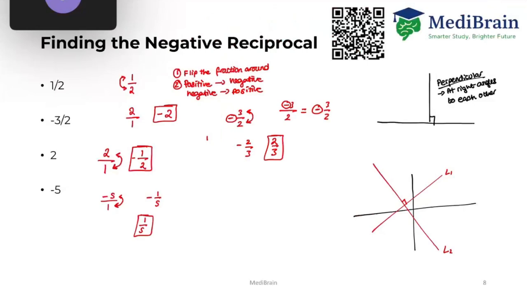So that's how you find the negative reciprocal. You flip it around, and then you switch the sign in front of it. Negative becomes positive, and positive becomes negative. Positive reciprocals you won't need to know in terms of perpendicular lines, so we're not going to cover it today. We're only looking at negative reciprocals today.